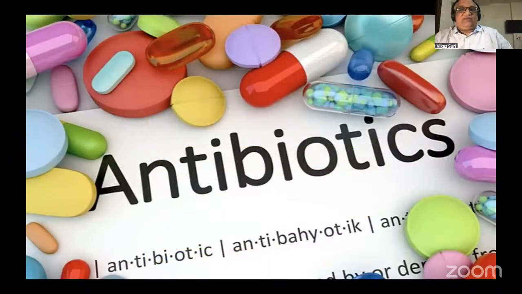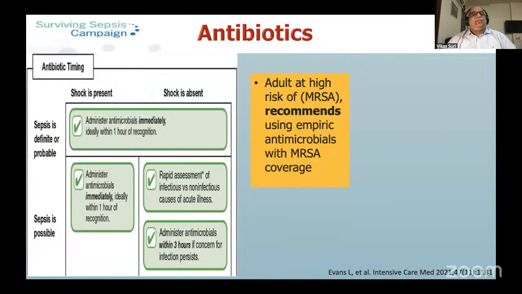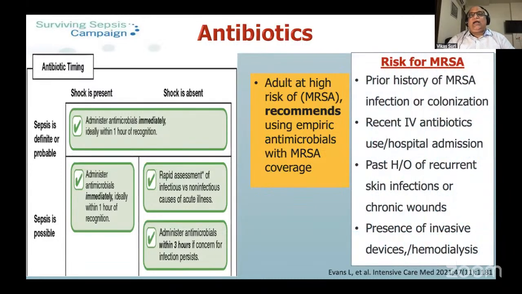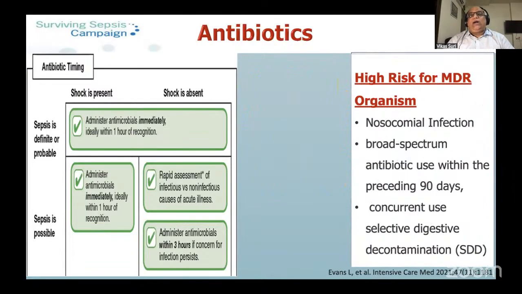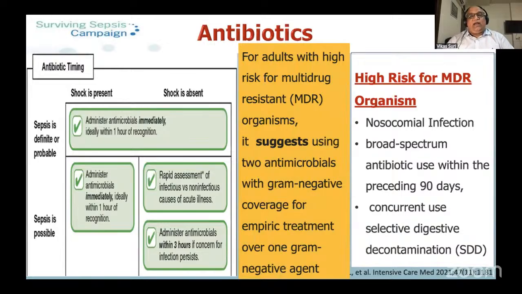Coming to antibiotics, which is one of the most controversial and most abused parts in management of sepsis. The golden rule is if shock is present, administer antimicrobials immediately, ideally within 1 hour. If shock is absent, you may send cultures, but antimicrobials should still be administered within 3 hours. The Surviving Sepsis Campaign recommends addition of MRSA-targeting antibiotics empirically because this data comes from the West, and these are high-risk groups for MRSA. It also recommends using 2 antimicrobials for gram-negative coverage when there is a risk of multi-drug resistant organisms, and these are various risk factors for occurrence of MDR organisms.